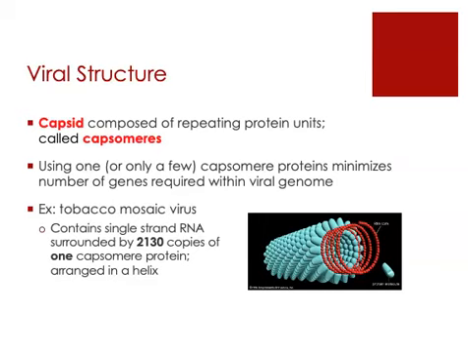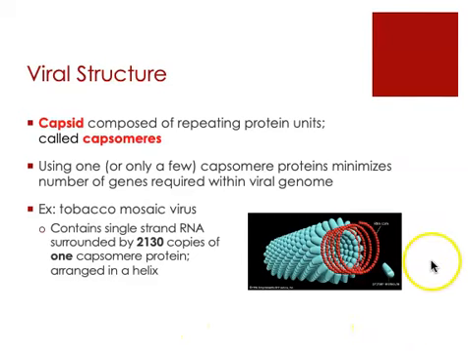DNA contains genes, and genes give rise to proteins. So if you need fewer proteins to build your capsid, you will have fewer genes in your genetic material, and that just is a simpler structure to have, easier to replicate, better for you overall as a viral particle.